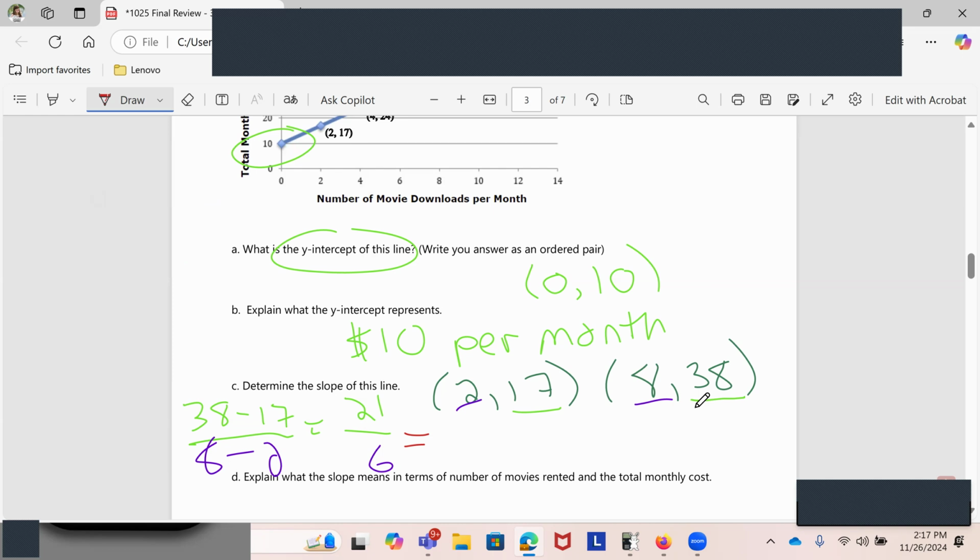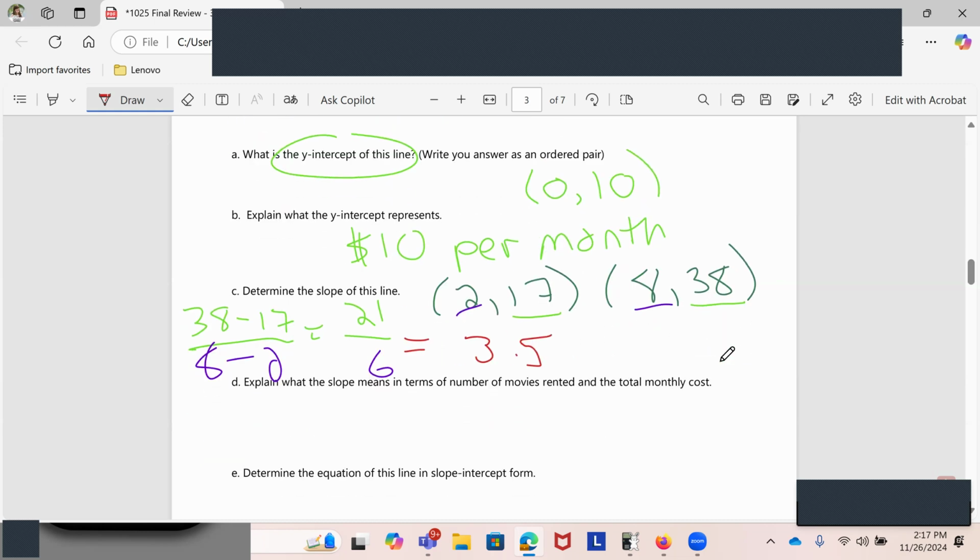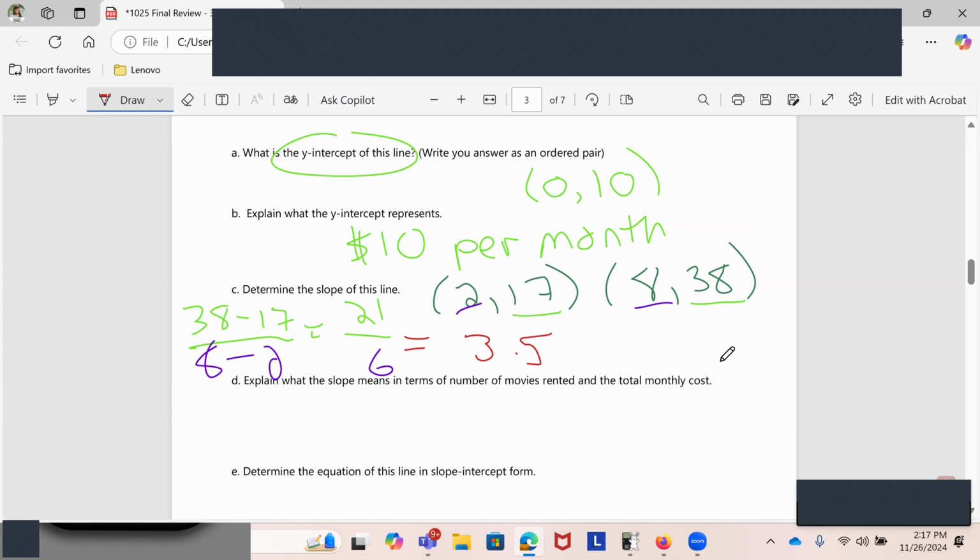I'm going to do it as 3.5 because we're talking in terms of money in this one. In most algebra courses, you would leave that as the reduced fraction, which would be 7 over 2. But it makes so much more sense here. What is that slope now? We know it's some dollar amount.